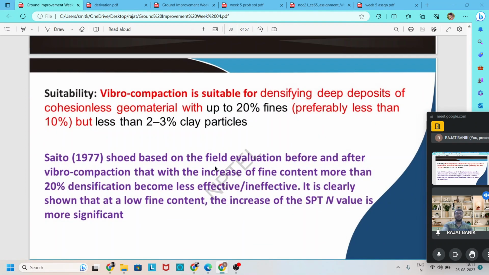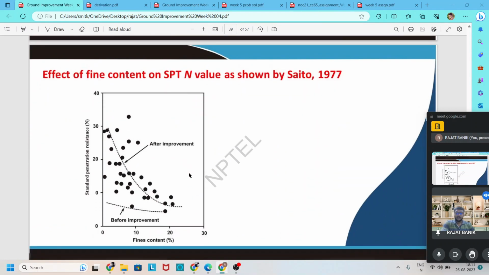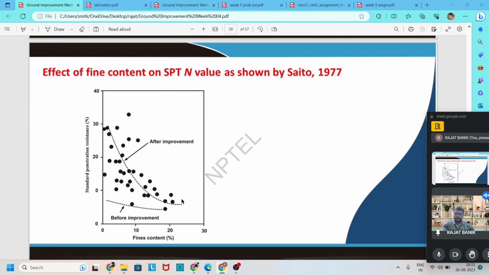We also discussed the suitability of this method. This method is mostly suitable for cohesionless geomaterial with up to 20% fines, but the clay percentage should be only 2 to 3%. If the clay percentage is more than 3%, this method is not suitable and it is very difficult to handle for vibration.